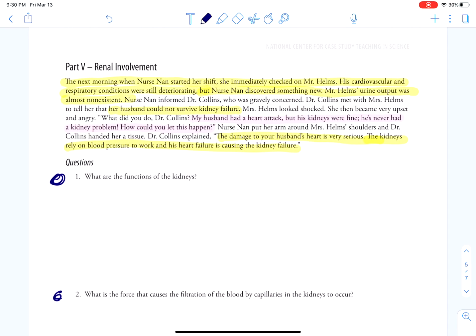Okay, part 5, renal involvement. The next morning when Nurse Nan started her shift, she immediately checked on Mr. Helms. His cardiovascular and respiratory conditions were still deteriorating, but Nurse Nan discovered something new. Mr. Helms' urine output was almost non-existent. Nurse Nan informed Dr. Collins. Dr. Collins met with Ms. Helms to tell her that her husband could not survive kidney failure.